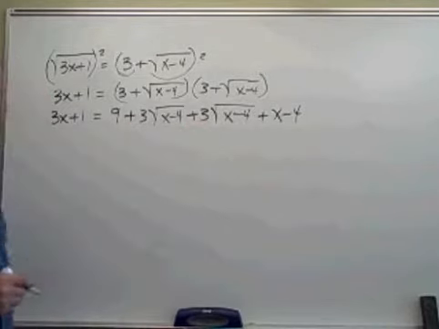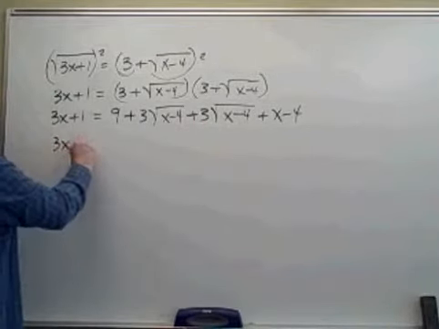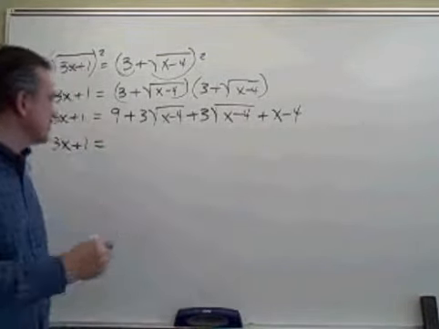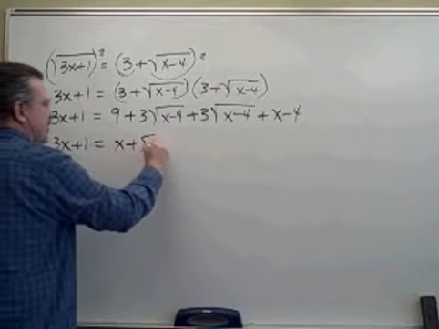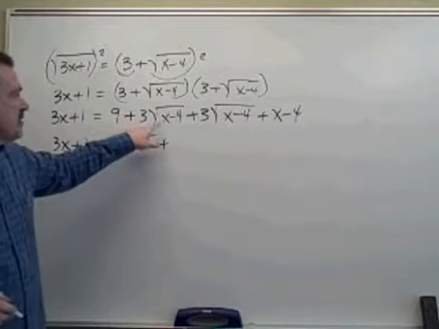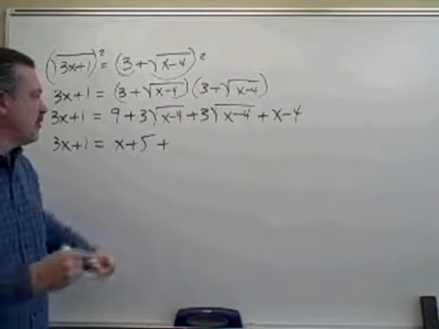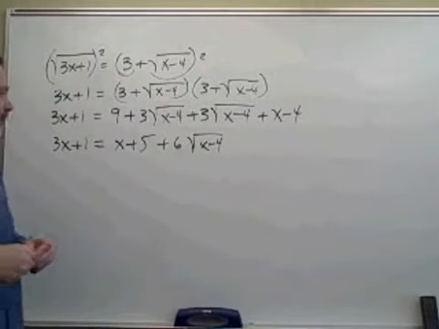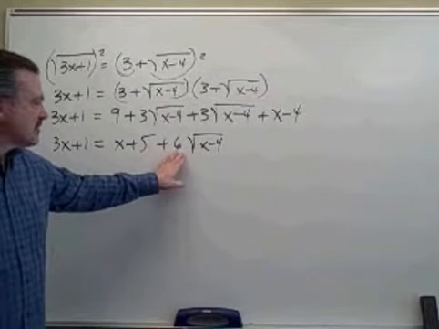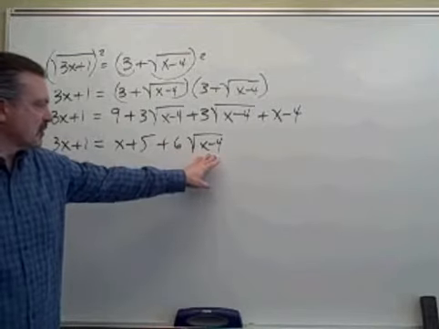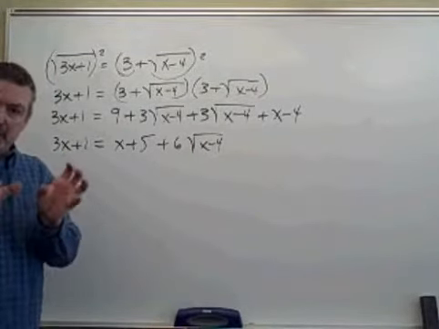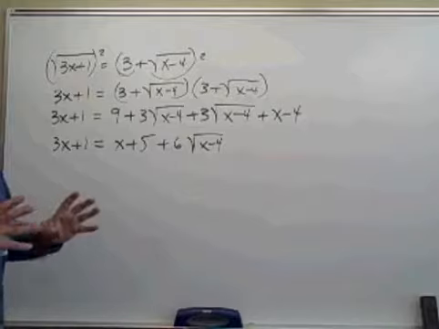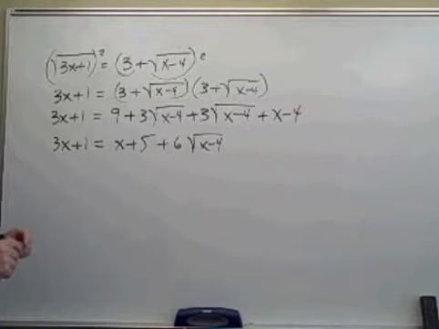Now, there's some like terms we can combine here on the right side. 9 minus 4 would give us 5. We've got an x term, so we'd have x plus 5 plus, I have 3 square roots of x minus 4. I have 3 more, so that's plus 6 times the square root of x minus 4. I can't multiply this constant times the quantity that's under the radical. You can only multiply when both quantities are under the same radical. So it has to stay out in front as almost like a coefficient to that factor, we could say.